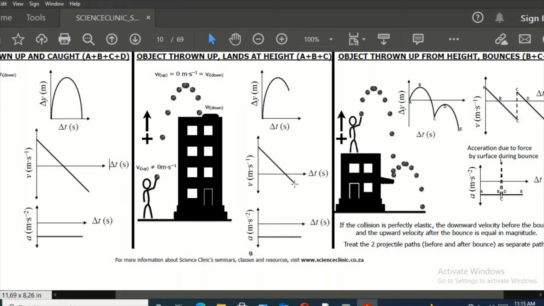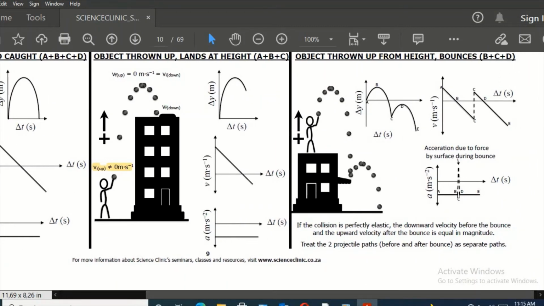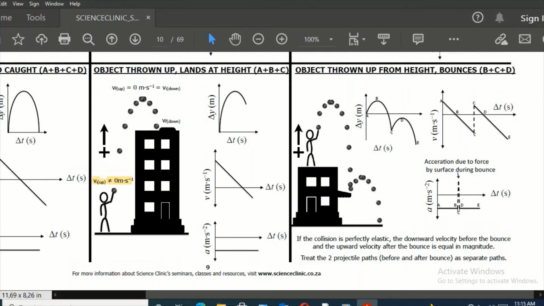So you see that this velocity will be lower in magnitude than the velocity at which it was released, and here it was released at a velocity that is not 0 as well. And now an interesting situation, and we're going to do an exam question about this. This is when an object is thrown up from a height and it bounces.